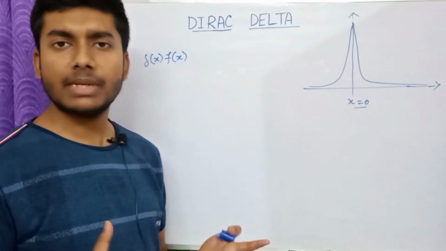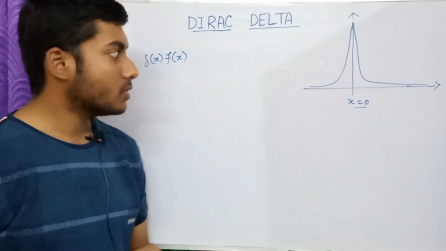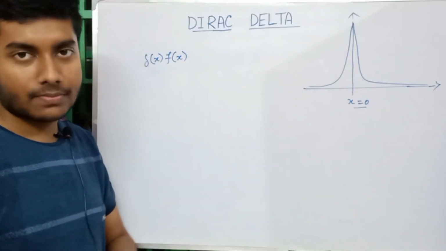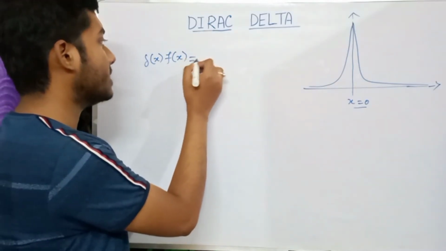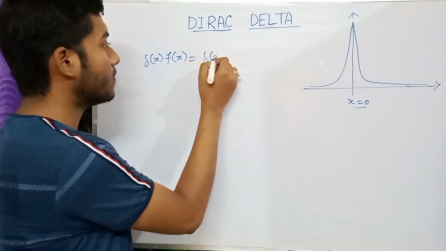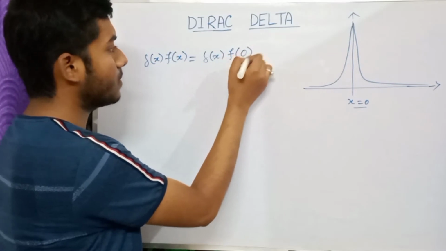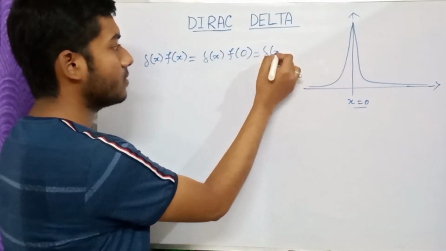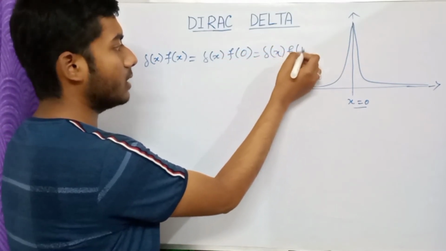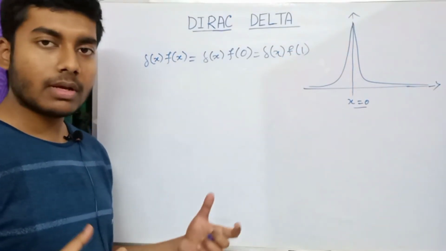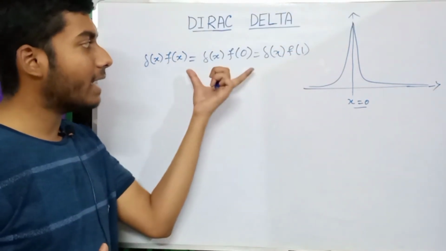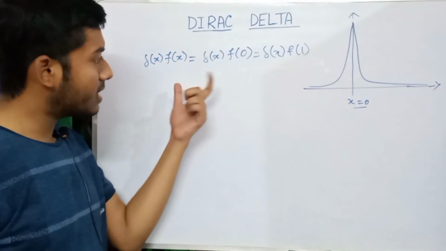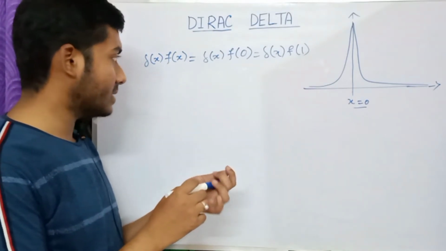Suppose we have an arbitrary function f of x. So delta x into f of x, I can write like this. This will be equal to delta x into f of 0, which is also equal to delta x into f of 1. Now you can have a question: why have I written this? The simple reason is behind this.